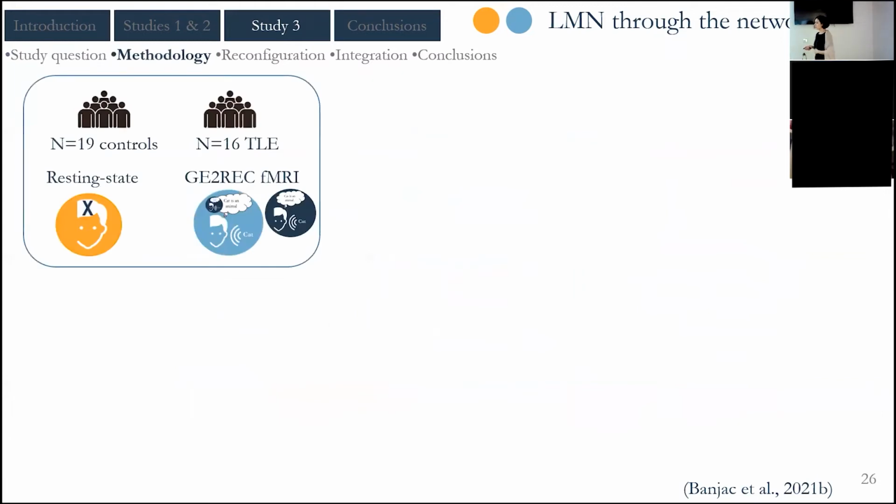In this study, we had 90 controls and 16 temporal lobe epilepsy patients. They included both left and right temporal lobe epilepsy patients, but we controlled that they all had a left lateralized language network. They performed resting state as well as a direct protocol, from which we used the recall task.